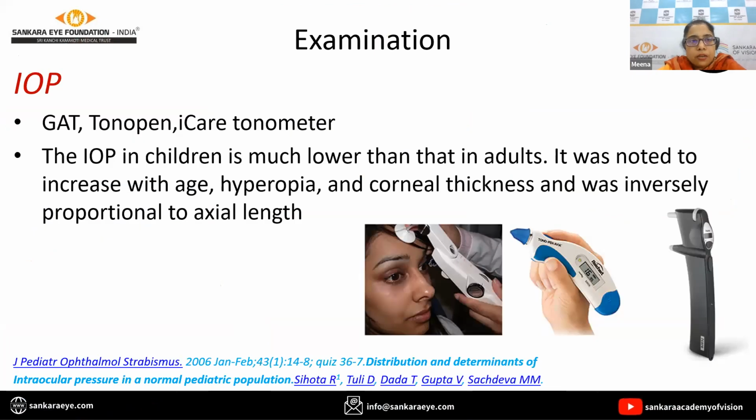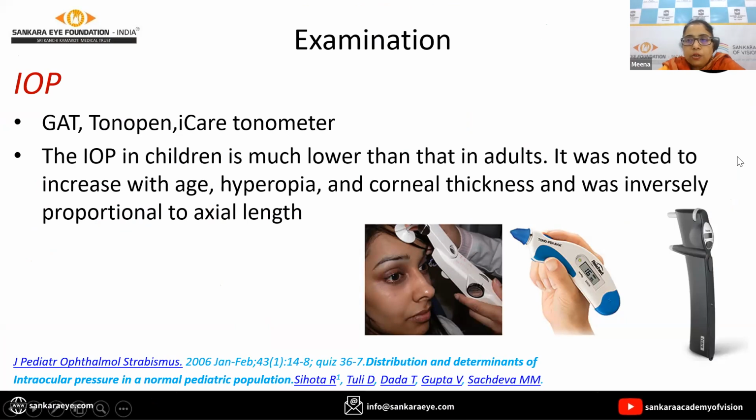When we talk about intraocular pressure, we can measure it with GAT, that is using a Perkins handheld tonometer, or even in the office room, we can use a GAT, the applanation tonometer, then Tonopen, or an Icare tonometer. IOP in children is generally much lower than that in adults. It was noted to increase with age, hyperopia, and corneal thickness also.